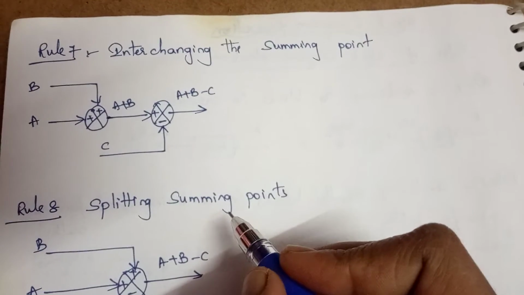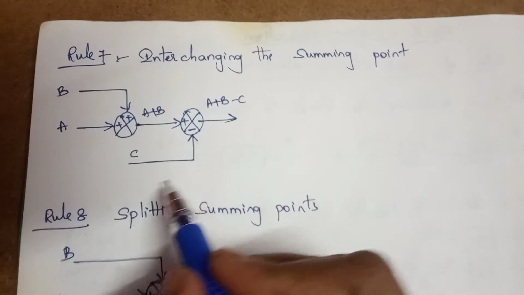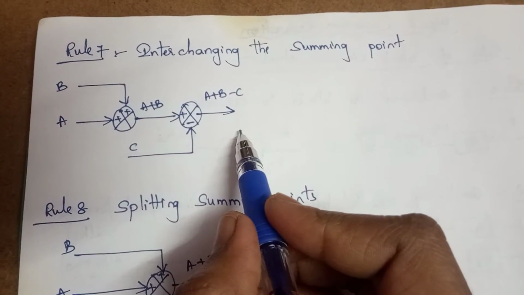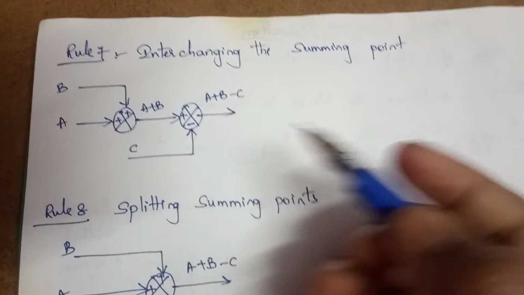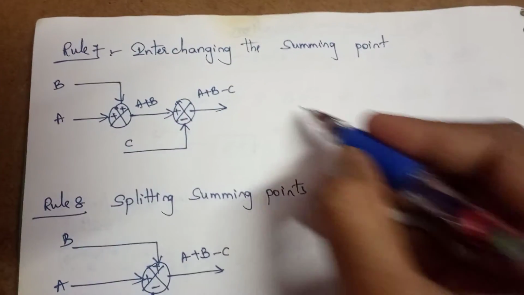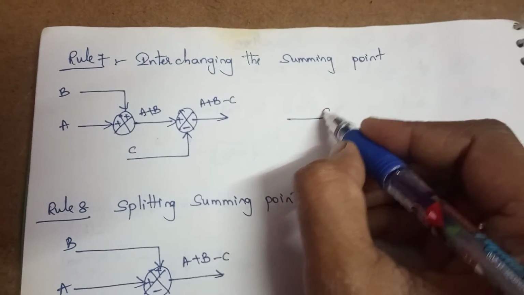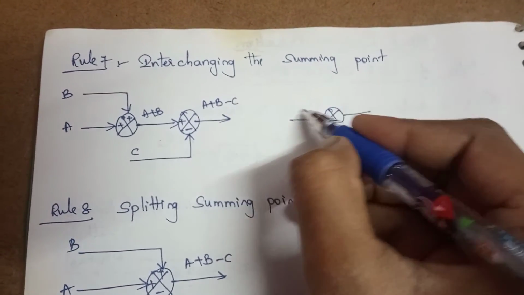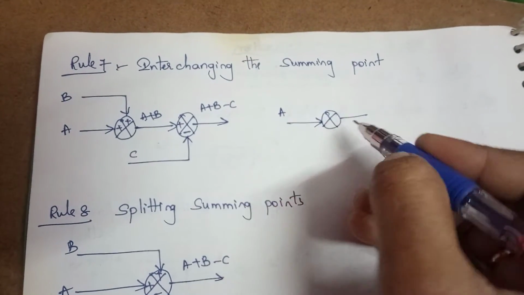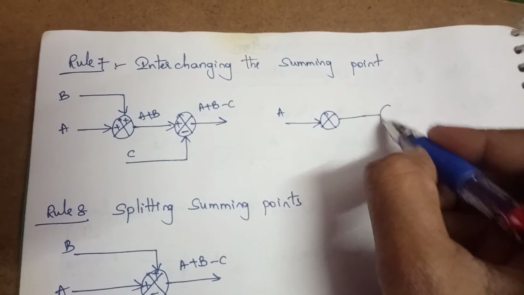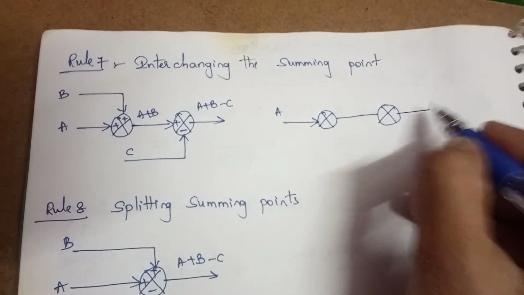Seventh rule, interchanging the summing points. There are two summing points, A, B and C. Now I will change this. We can change it in this way. This is the summing point. A is the input. This is another summing point.